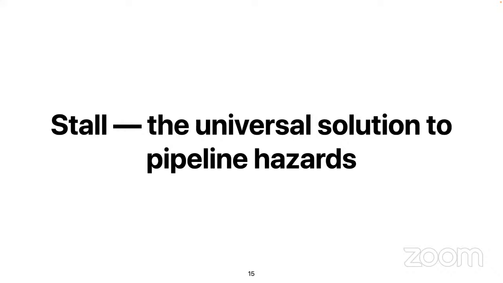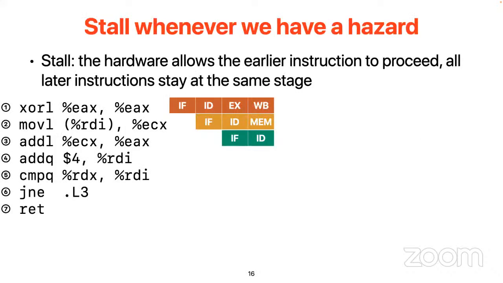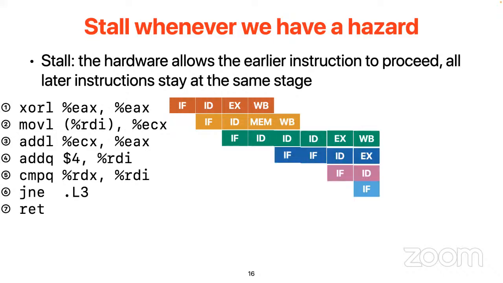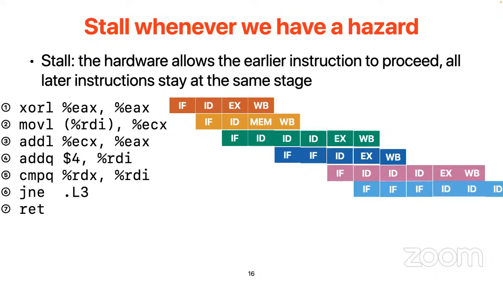So a universal solution to these pipeline hazards is stall. By stall, we mean we let the earlier instruction make progress first, and then the later instruction just waits. It turns out that if you use the idea of stall, for these particular 6 instructions, it would take, let me see, 1, 2, 3, 4, 5, 6, 7, 8, 9, 10.